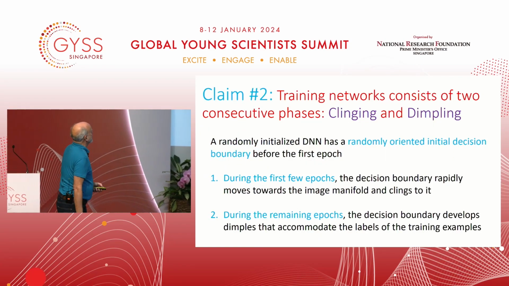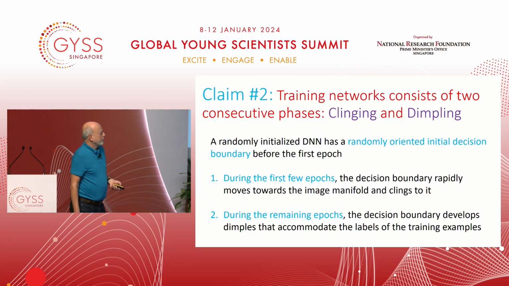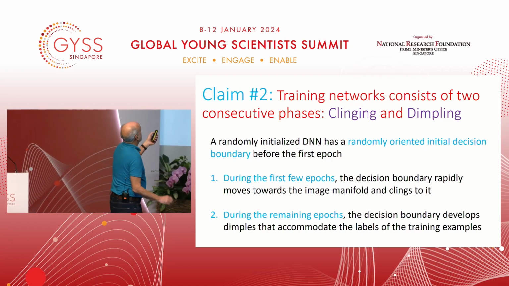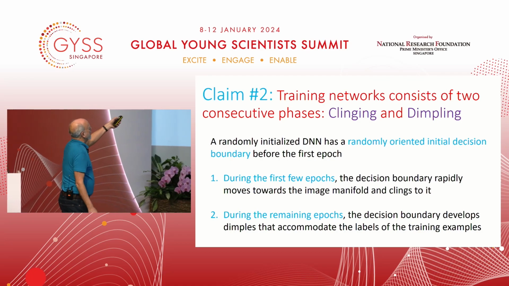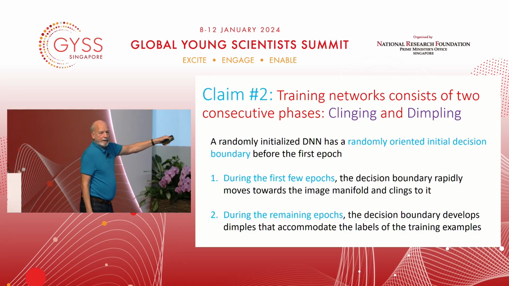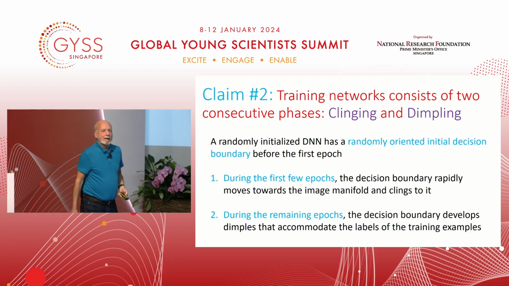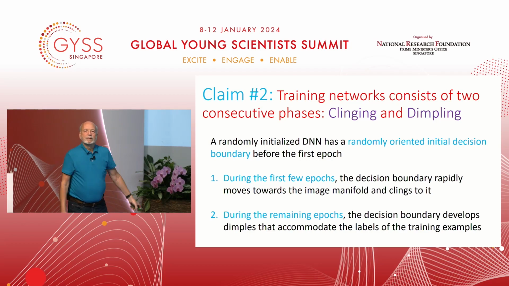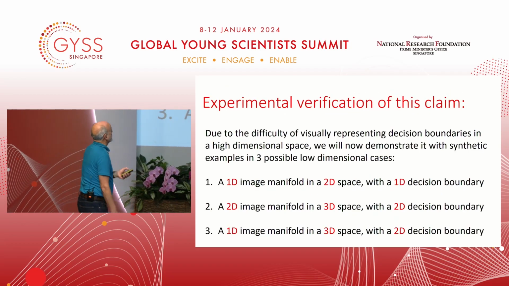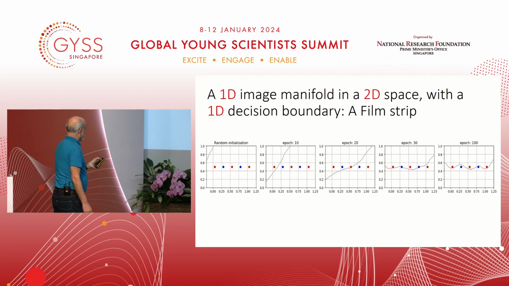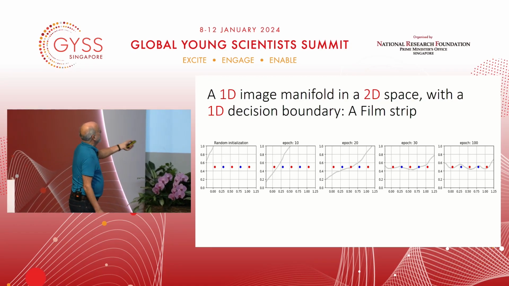So our theory claims that the process of training a deep neural network consists of two steps. One is to cling quickly. In the first few times you go through the training examples, you discover and cling to the decision boundary, to the image manifold. And then over a much longer period of time, you are building those dimples that will give you the correct label for the training examples. So here is a sequence of snapshots.